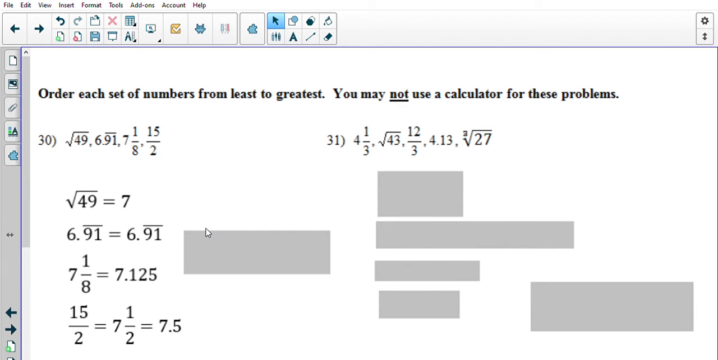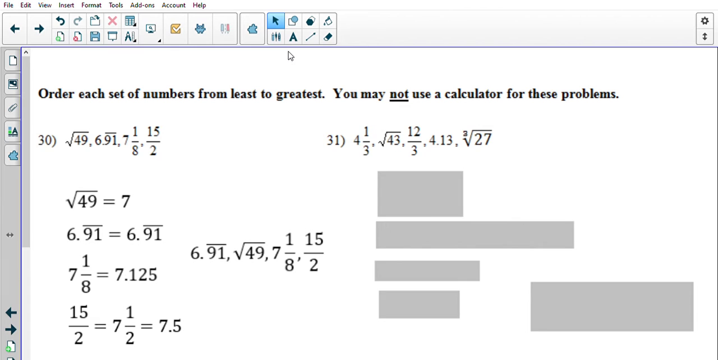So let's put all that together then in order from least to greatest. So the smallest is clearly the 6.91 repeating. Next is 7, which I wrote as it originally was in the problem, which is square root of 49. Next would be your 7.125, which is 7 1/8. And then the largest is our 7.5, which is 15 over 2.